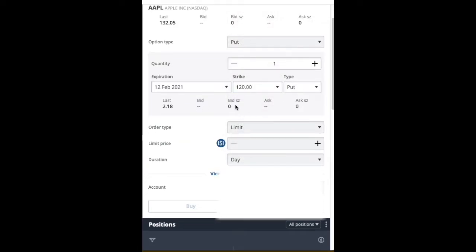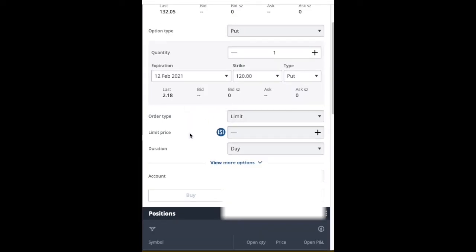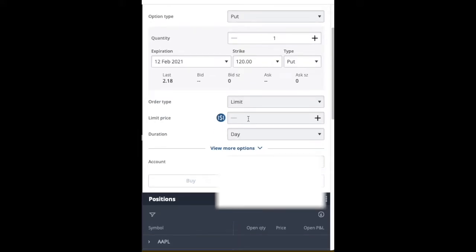And as you can see, there are no bids and asks because at the time that I'm creating this video, it's a Sunday, so the market is closed. But just the same, I could still enter here $1.50 as the premium or credit for this option. And then we'll just click on sell.